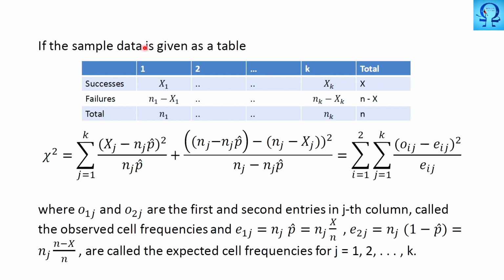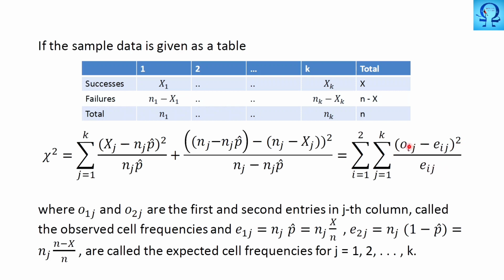Suppose sample data is given like this. So x1 through xk are the members in each population having the attribute. Of course, if n1 through nk are the sample sizes from each population, the failure count would be n1 minus x1. We just make the totals, and the statistic that we use to calculate these things is given by the summation, i runs from 1 to 2, because two options are there, and j runs from 1 to k, of Oij minus Eij, squared, upon Eij.